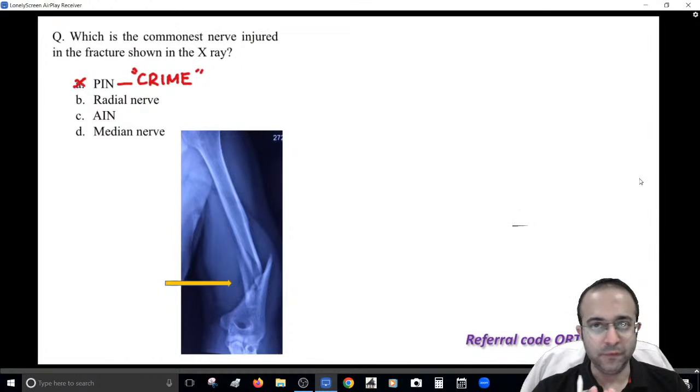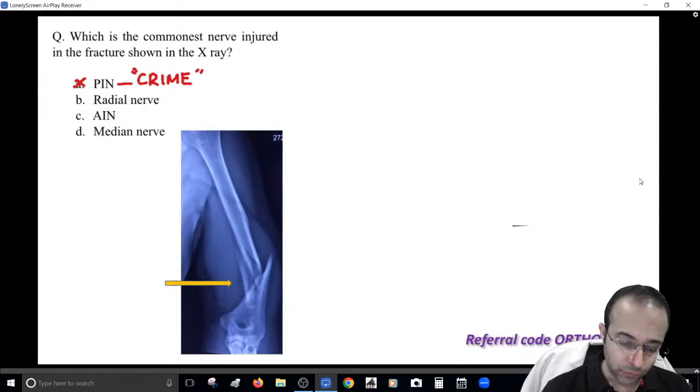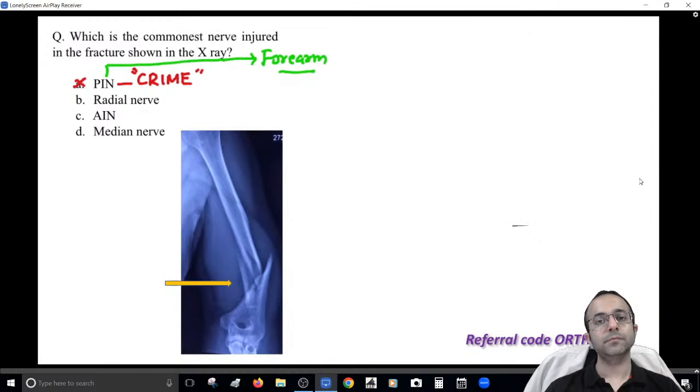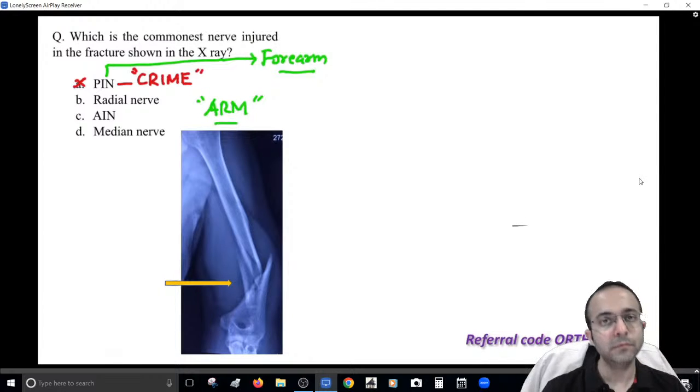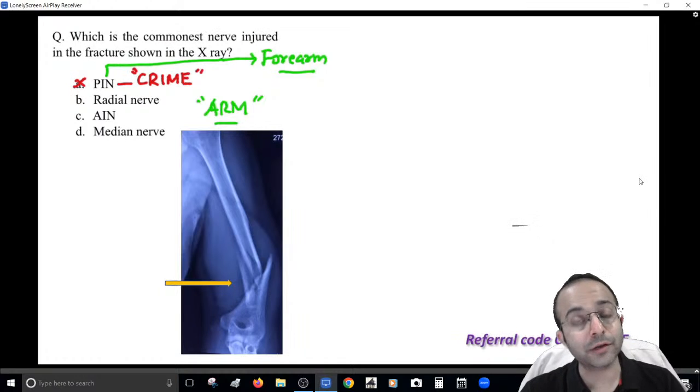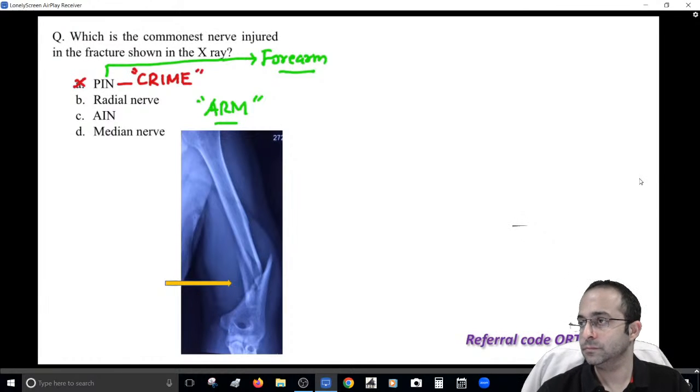The posterior interosseous nerve is the continuation of the radial nerve in the forearm. So this particular nerve is a nerve in the forearm, and the X-ray that is shown in front of you is an X-ray of the arm. So there is no posterior interosseous nerve here. So how the hell can it be injured? Clear with that? Now most other people are a little dicey between radial nerve and median.